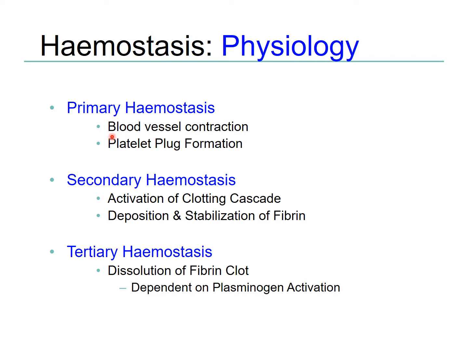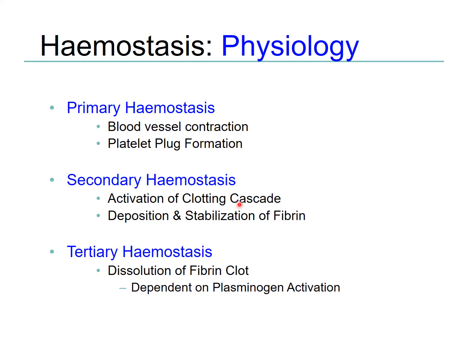Simultaneously, there is formation of the platelet plug, which involves adhesion of the platelets to the damaged subendothelial tissues, specifically collagen, activation and aggregation. So that leads to the formation of a platelet plug, which causes initial arrest of bleeding. However, it needs to be stabilized through activation of the clotting cascade. So that constitutes secondary hemostasis.